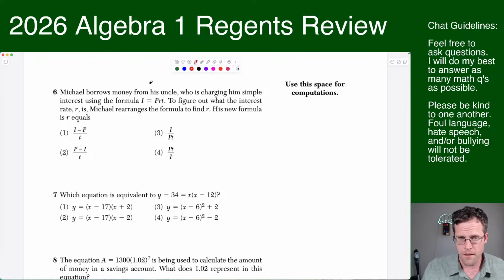All right. Mike borrows money from his uncle, who's charging him interest. Wow. I don't know how I feel about that. Good uncle or not, I don't know. But that's not the point. The point is to solve for r. So find what r equals.